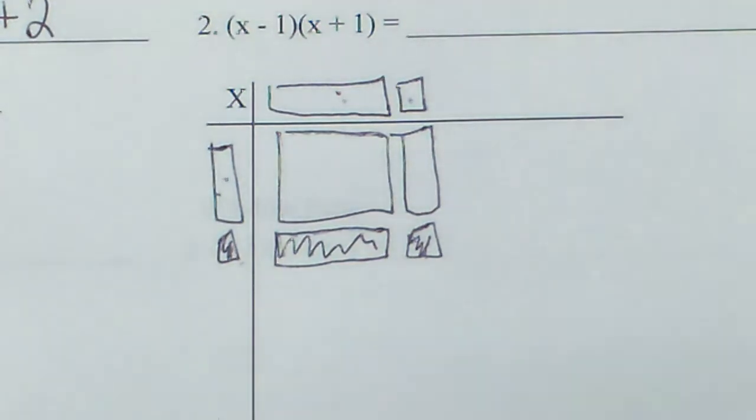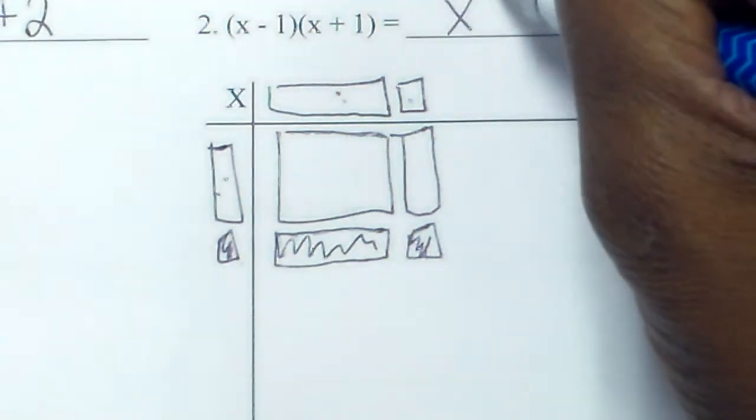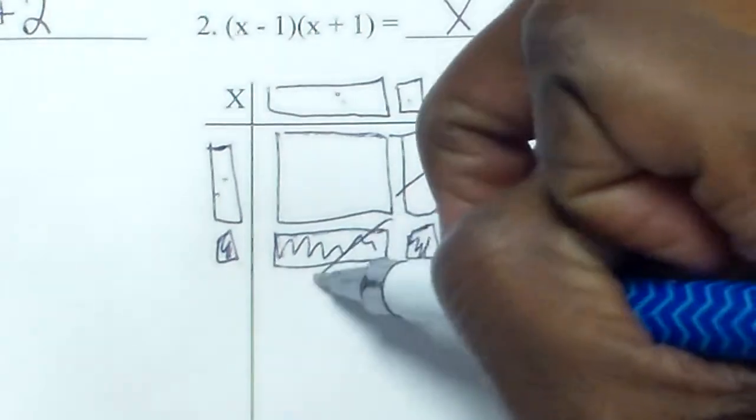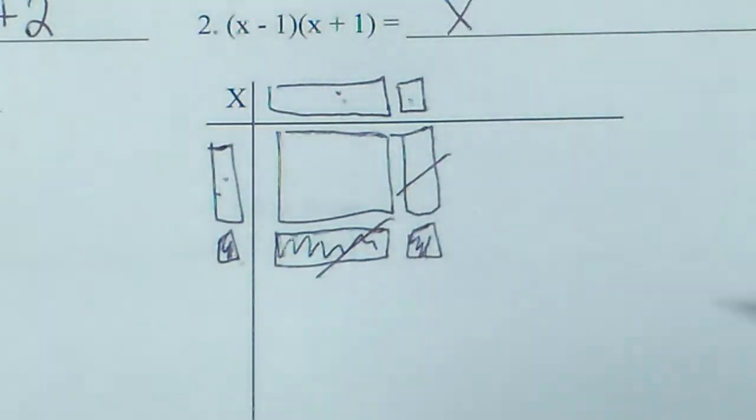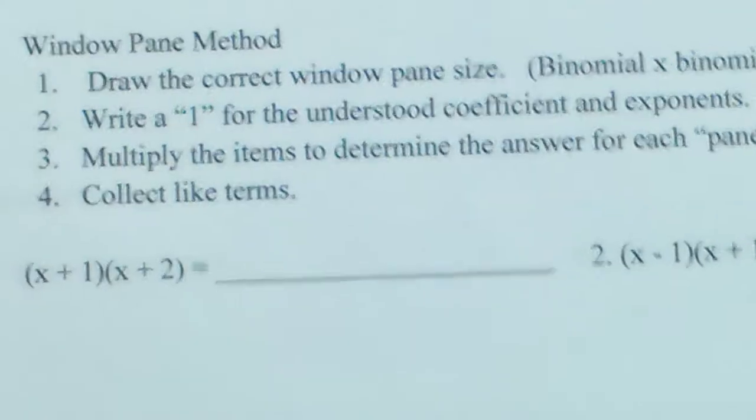Everybody got it? Combining your like terms, we have x squared. What happens to this positive and negative x? They end up, yes, canceling each other out. And so all we're left with is negative 1. Got it? Okay, let's look at these same exact two problems just using the window pane method.